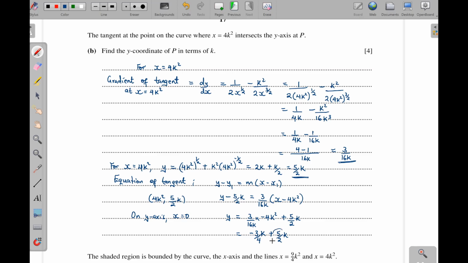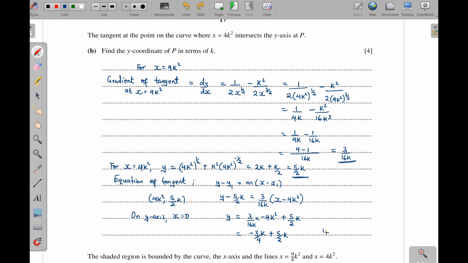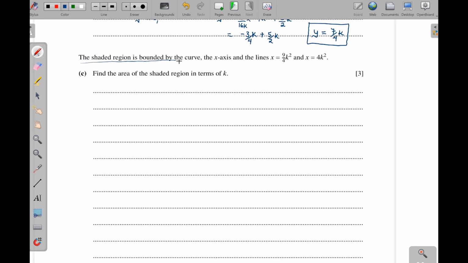Now, we simplify this and this, and then we get what? Negative 3 out of 4, then plus 5 over 2. You get 7 out of 4 of k. So that means y is going to be equal to 7 out of 4 of k. That is the y coordinate of that point P where the tangent crosses y-axis. As simple as that. The shaded region is bounded by the curve, the x-axis, and these lines here. Part C, find the area of the shaded region in terms of k. Of course, the shaded area, we are going to integrate.